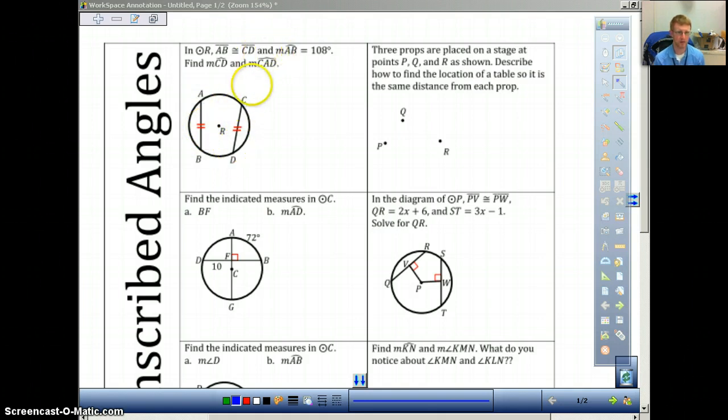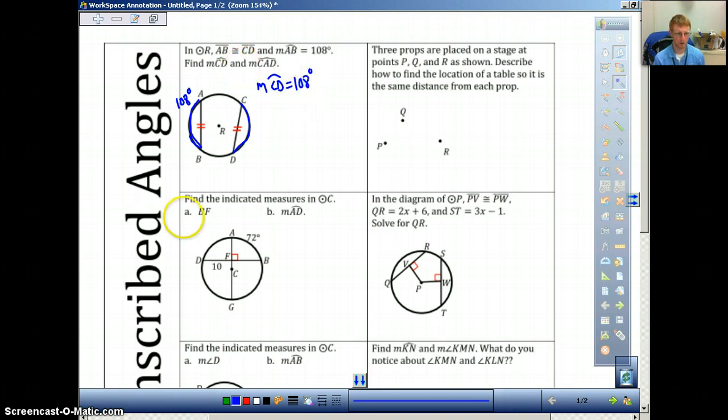Okay, and it's telling us that the measure of AB, so I'm going to label that right here, that's 108 degrees. So it wants to know what is, first of all, the measure of CD. Well, based on the theorem that we just talked about, if the chords are congruent to each other, then that means that the minor arcs will also be congruent to each other. So the measure of CD is also going to be 108 degrees.